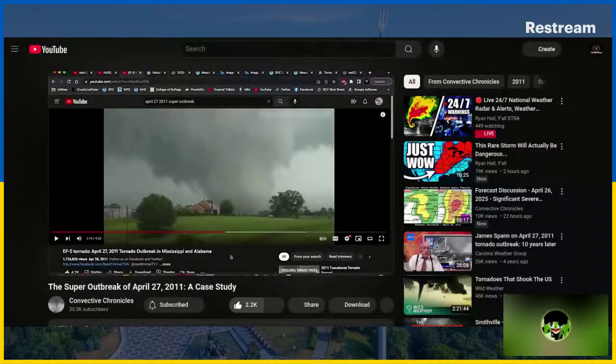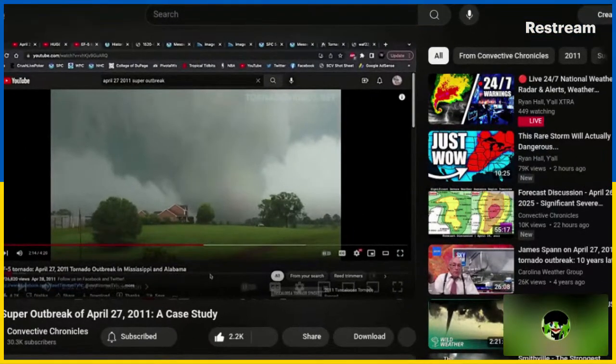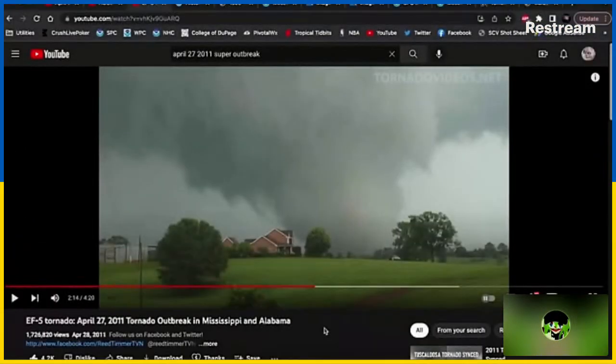Super outbreak. So we'll take a look at the environment from the April 27th event and compare it to the April 3rd and 4th, 1974 event. And sneak peek, we're going to see quite a few similarities in the two environments, showing you just how perfect things need to be for prolific tornado outbreaks like this to occur.